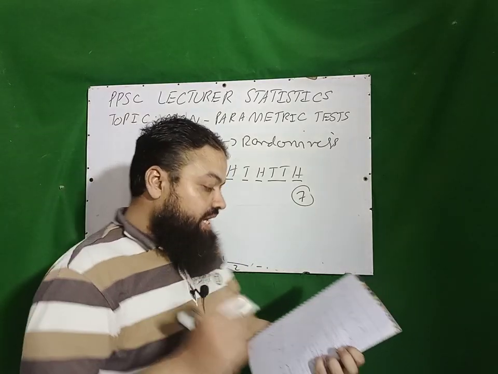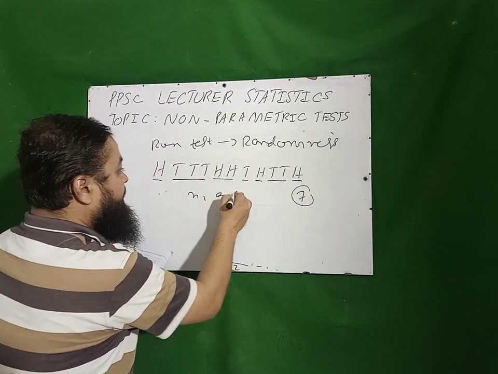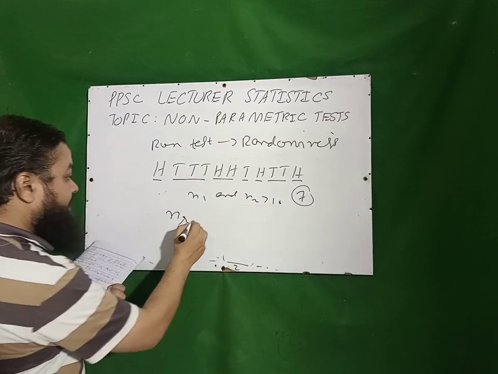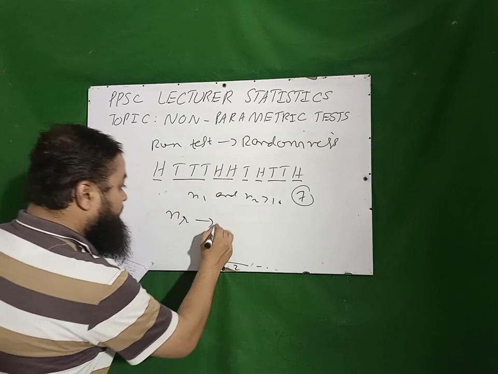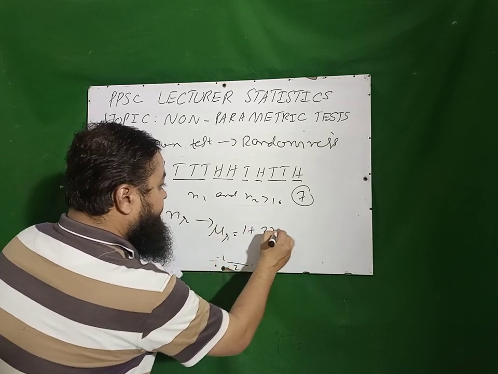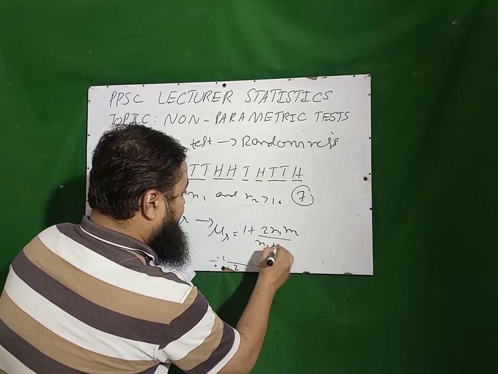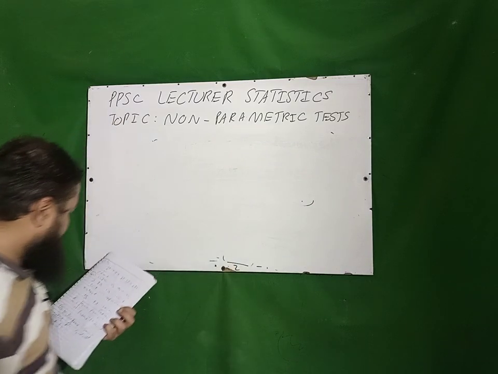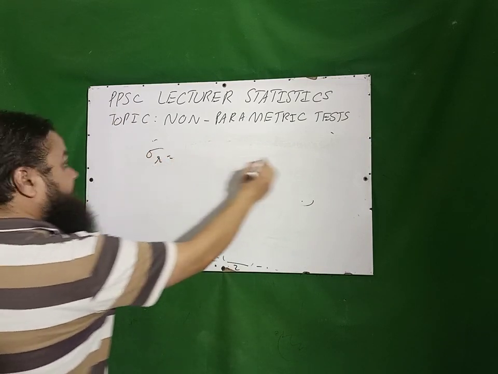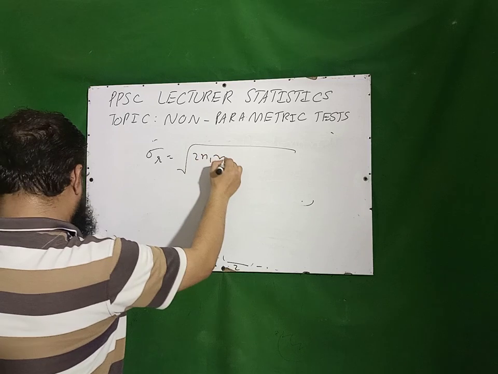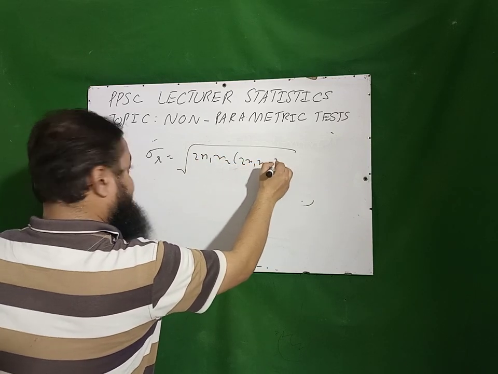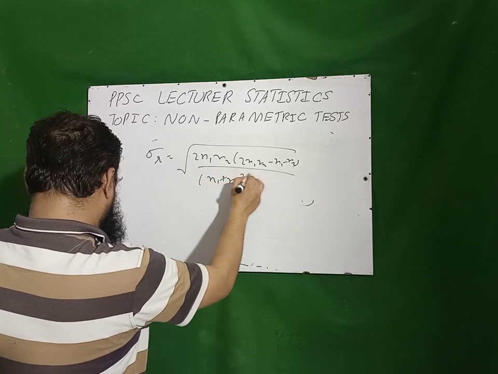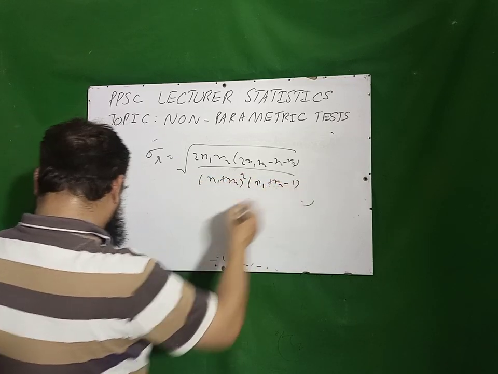Next question is, when n1 and n2 are greater than 10, the number of runs are approximately normal with mu r equal to 1 plus 2 n1 n2 divided by n1 plus n2, and sigma r will be equal to under the root 2 n1 n2 (2 n1 n2 minus n1 minus n2) divided by (n1 plus n2) whole square, (n1 plus n2 minus 1).